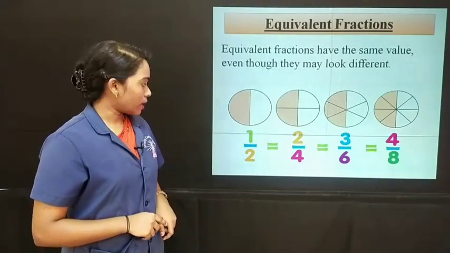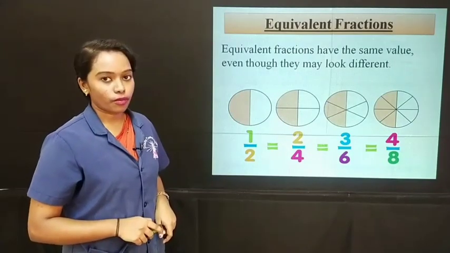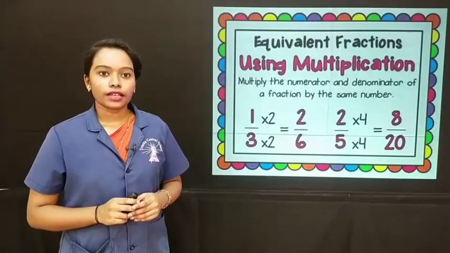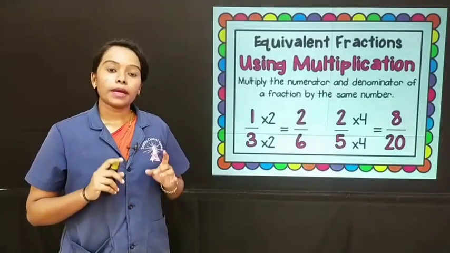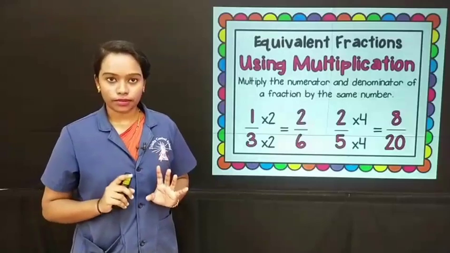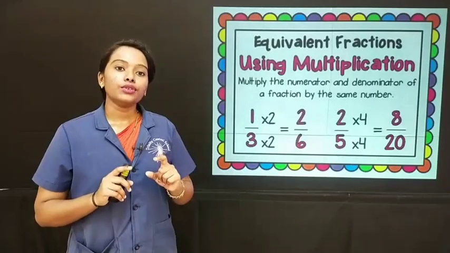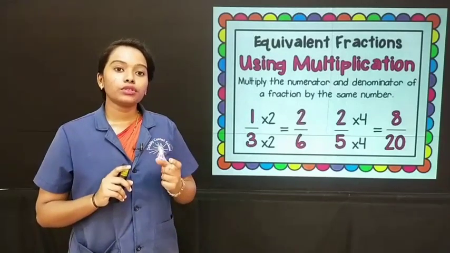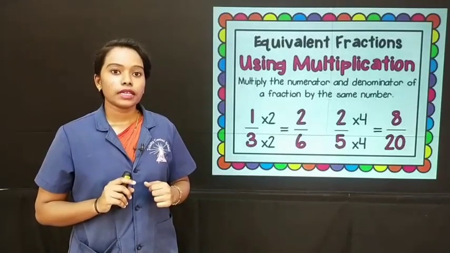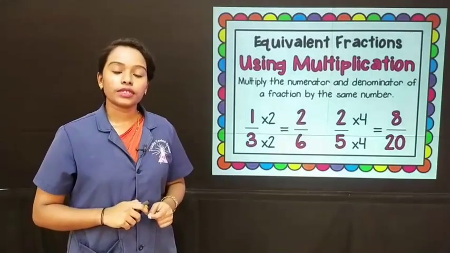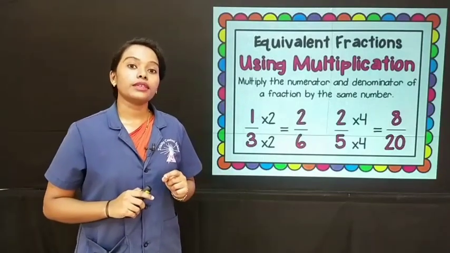For example, 1 by 2 is equal to 2 by 4, which is equal to 3 by 6, which is equal to 4 by 8. If you have a fraction, then you can find an equivalent fraction of the given fraction by using multiplication or division. For that, you have to choose a number, and that number you have to multiply or divide to both the numerator as well as the denominator of the given fraction. See here, equivalent fraction using multiplication.